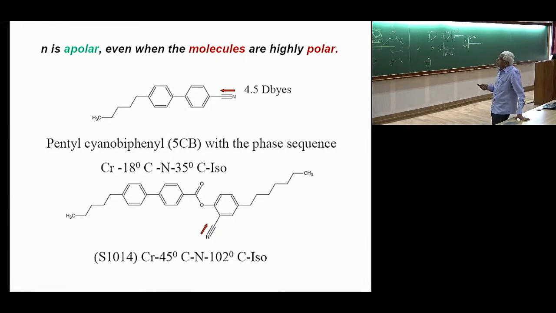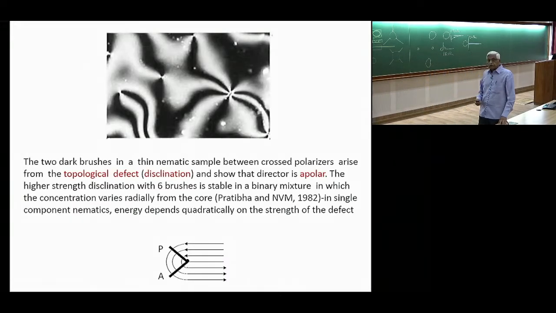So, for example, this is a very well-known room temperature nematic liquid crystal forming compound. It has a cyano group which has 4.5 debyes, and another compound which has a side group which has the same highly polar group. Both of these exhibit nematic phase over a fairly large temperature range, and they have apolar order, both of them. How do we know that they have apolar order?